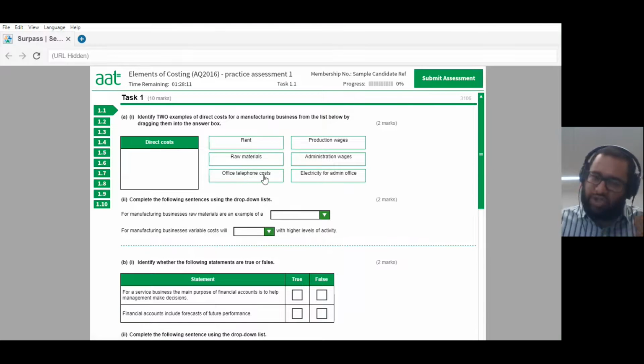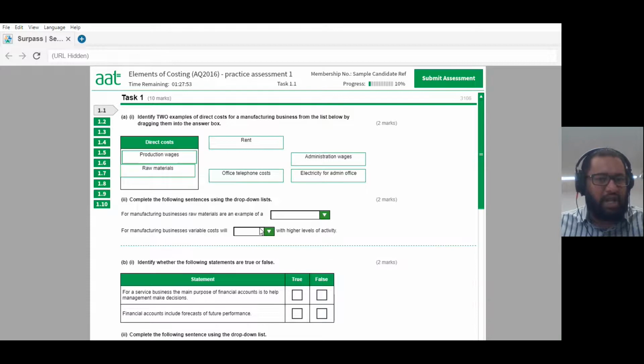And if you look at the telephone cost, it's also going to be the same. Electricity for the administration office, administration wages, they're all going to be indirect. The reason is you cannot identify the cost in line with what you're producing. But on the other hand, the production wages and the raw materials are both in line with your production of your goods. Therefore, as your production increases, the wages in your production department increase as well. If your production increases, the cost of raw materials is also going to increase. So they have a direct relation to your product. Therefore, these are the 2 answers.